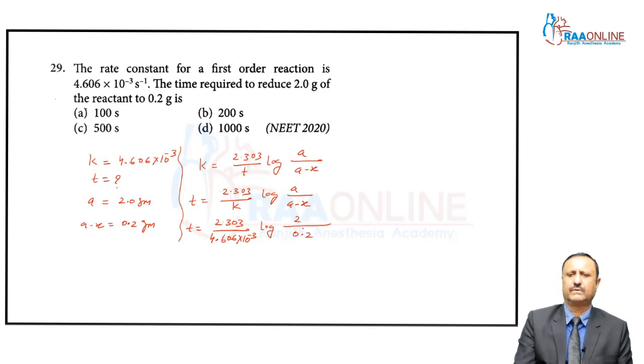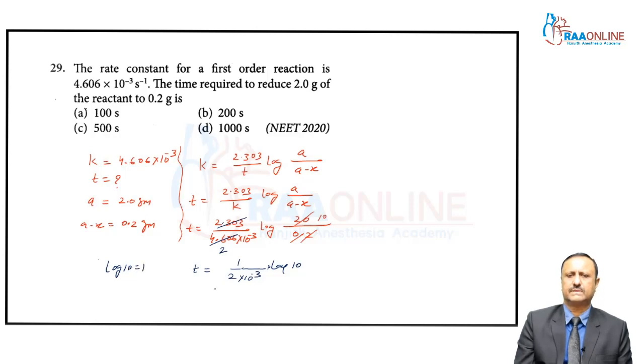My dear students, 2 upon 0.2 gives 10, so you get log 10. Here 2.303 is multiplied by 2, and you get 4.606. So you can solve this problem for t. Here 1 upon 2 into 10 to the power minus 3, with log 10, and log 10 is equal to 1.